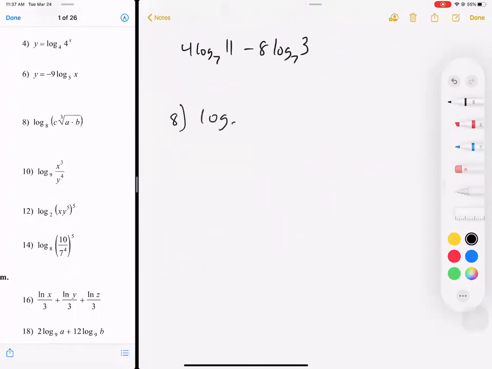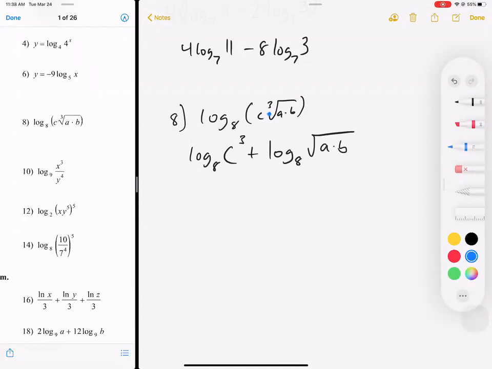Log base 8 of C cubed times the square root of A and B. We're going to separate this. If I'm multiplying, I'm really adding. Let's write it as log base 8 of C cubed, plus log base 8 of the square root of A and B. I'm going to rewrite this square root as a power.